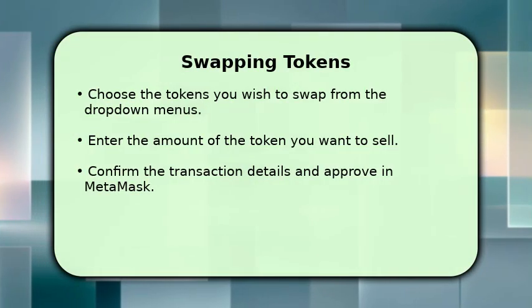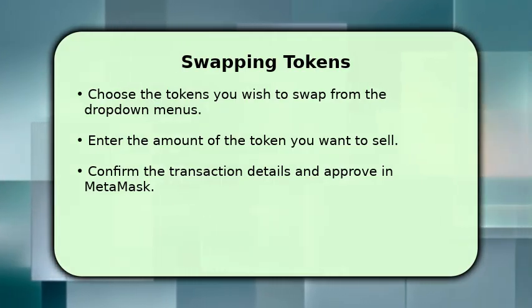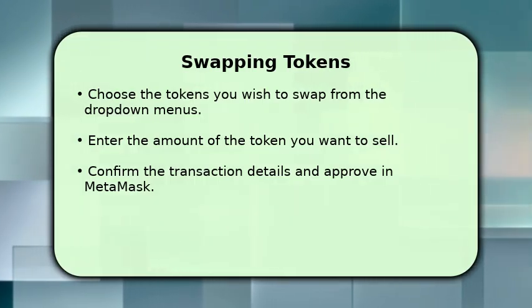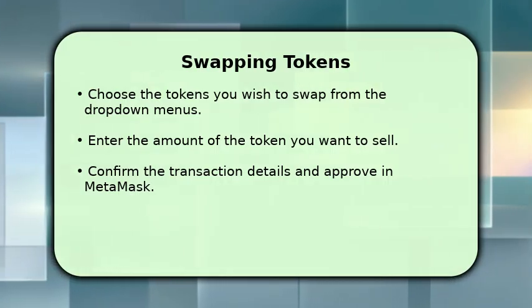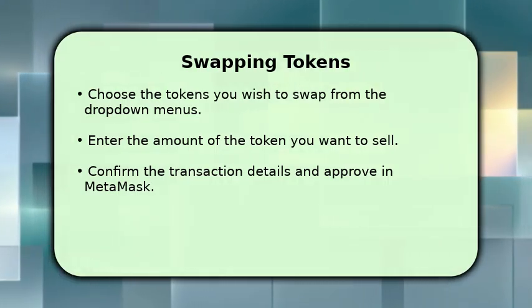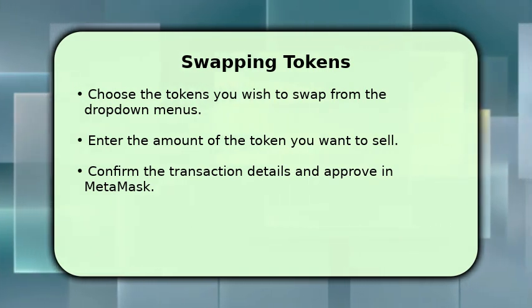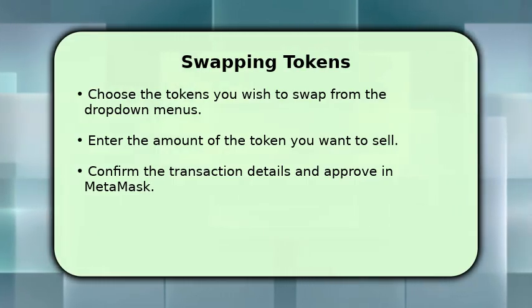Once connected, you're ready to swap. On the Uniswap interface, you'll see two drop-down menus. Select the token you want to sell and the token you wish to receive. Enter the amount you want to swap, and Uniswap will show you the estimated exchange rate. Review all the transaction details, including any fees, then confirm the swap in your MetaMask wallet when prompted.